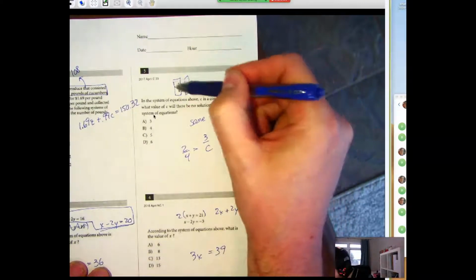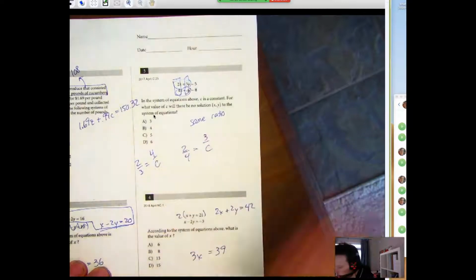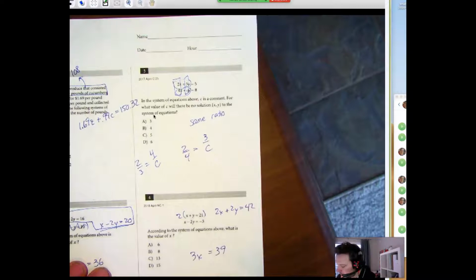But you could actually do it this way. So now that I'm looking at it again, I think I would go 2 over 3 equals 4 over C. I don't know if it really matters. I don't think it makes much difference, actually. But then cross multiply and find out what C is.